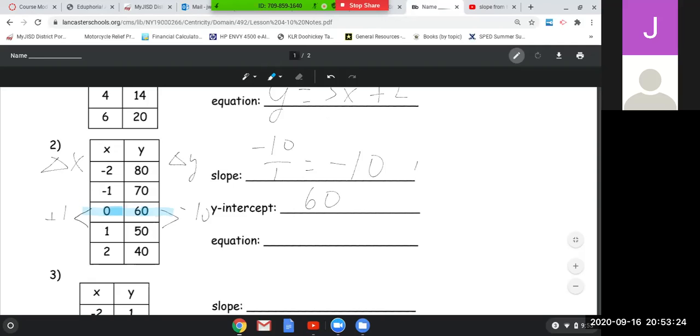Okay, this is m, and this is b. So I'm going to write my equation in the form y equals mx plus b, where m is negative 10 and b is 60. So I've got the equation y equals negative 10x plus 60. That's the equation of the line which goes through all those points.